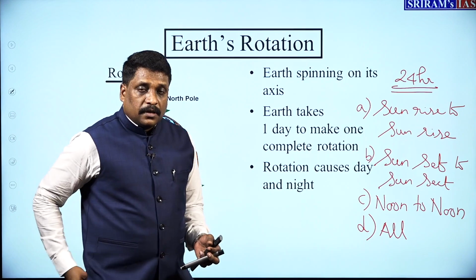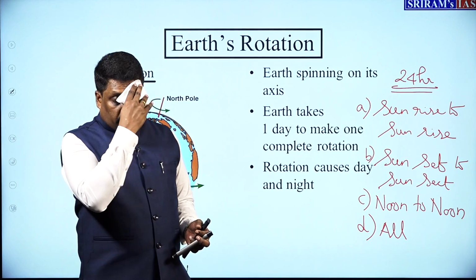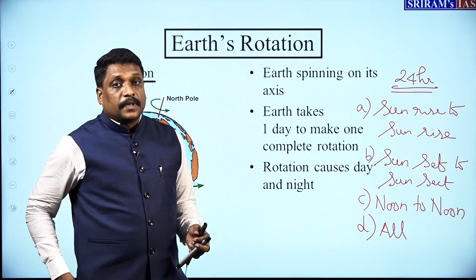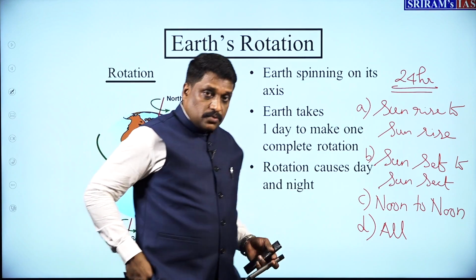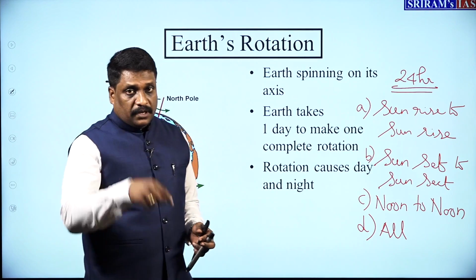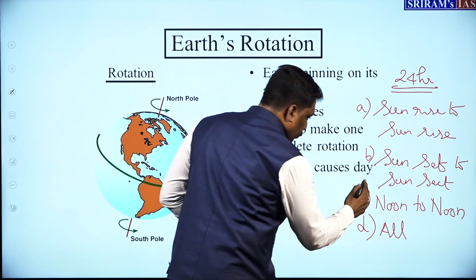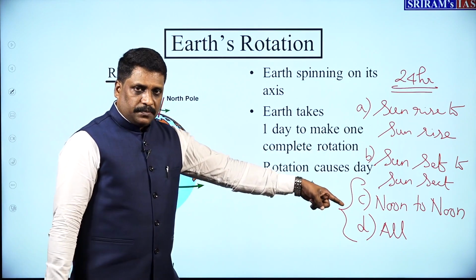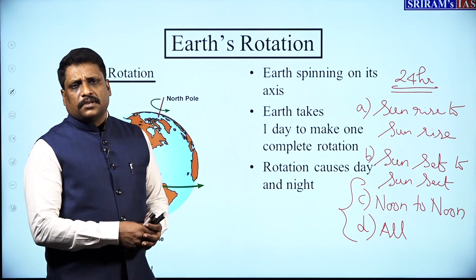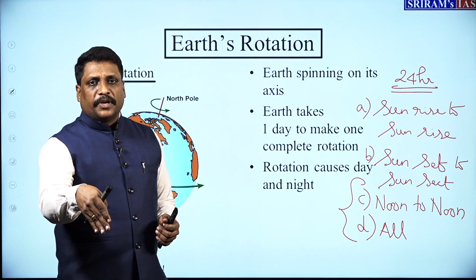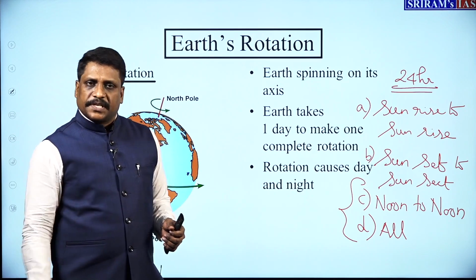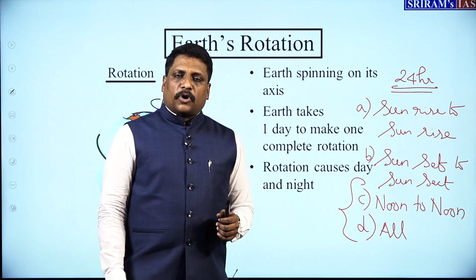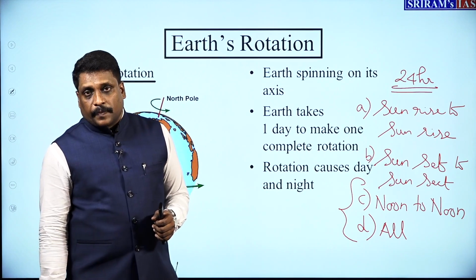Think for a while. And my dear friends, see here, you will be having only 2 choices here. What are the 2 possible choices? You will be having a doubt between noon to noon or all of the above. Some of you will go for all of the above. What is this? Sun is rising today. Tomorrow also sun is going to rise. Approximately it is 24 hours. Yes, I do agree. Approximately it is 24 hours, but not precisely.